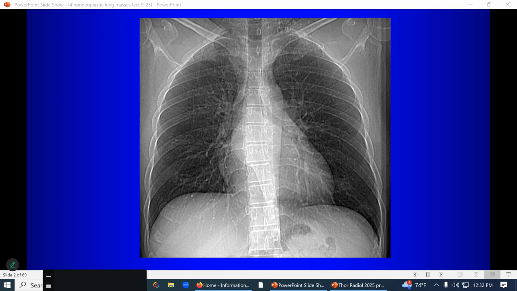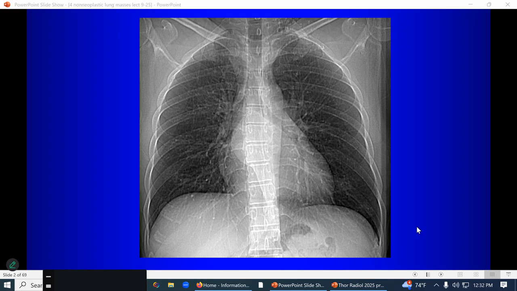Is somebody out there not muted? Can we send a message? All right. What's abnormal on this chest radiograph? Guys, somebody out there is not muted, so can you please mute?